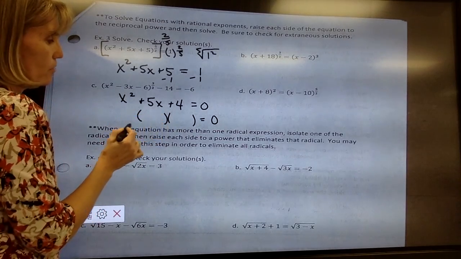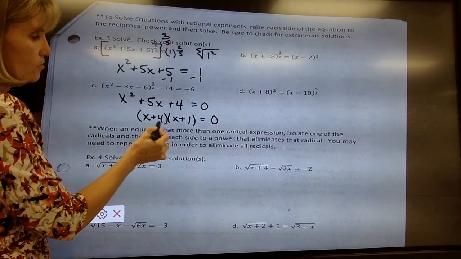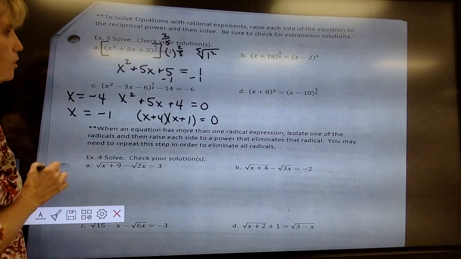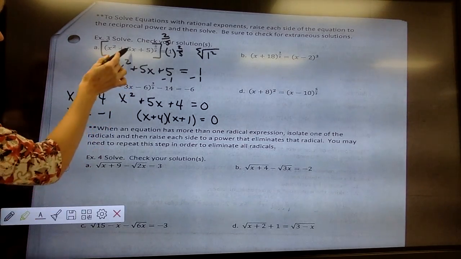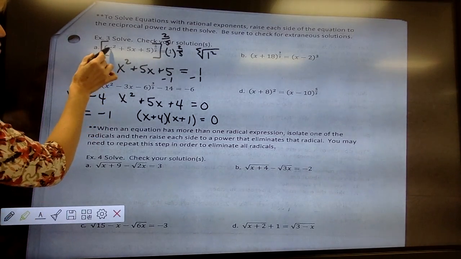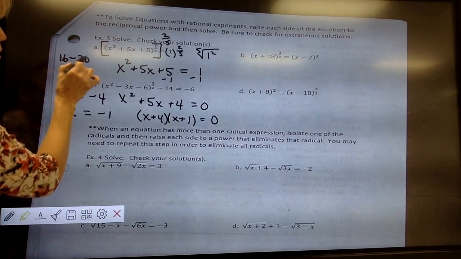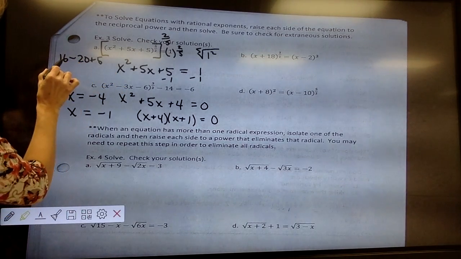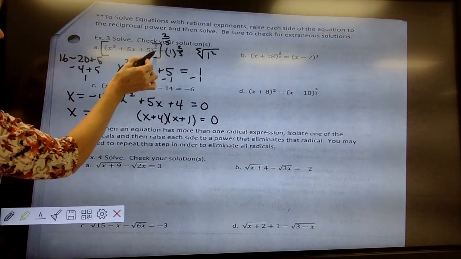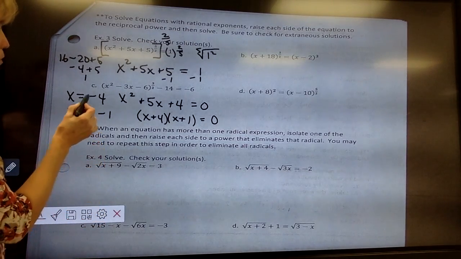Factors of 4 that are going to give me 5 would be 4 and 1. If I set those equal to 0, I get x equals -4 and x equals -1. And you can plug those in to see if it works. I've got two solutions here. If I plug in a -4, I would get 16 minus 20 plus 5. That would be -4 plus 5, which is 1. Is 1 to the 5/2 power equal to 1? And the answer is yes, it is. So that would work.